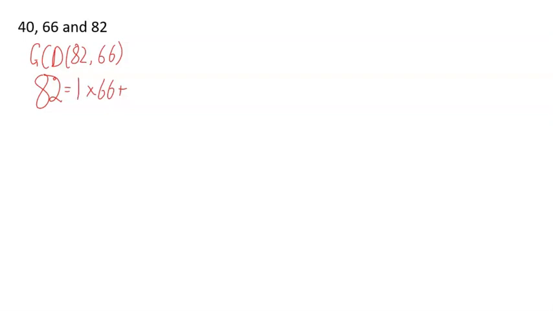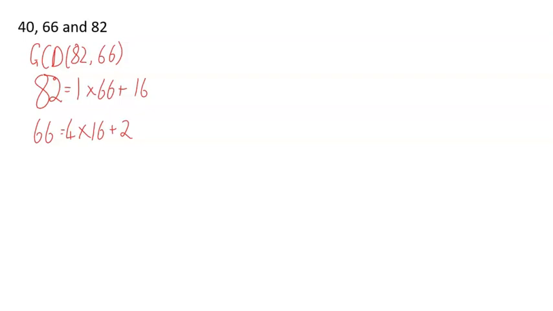Well, it's going to be 1 times 66. My remainder for that is then 16. Got a remainder? We go again. This time though, it's going to be the format of 66 equals something times 16 plus a remainder. Thinking again of your times tables, I know that 4 times 16 will give me 64. My remainder is then 2.